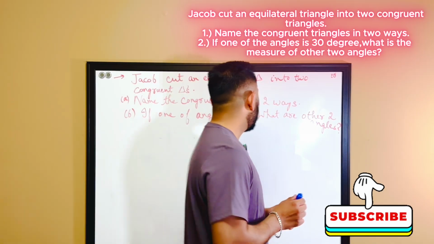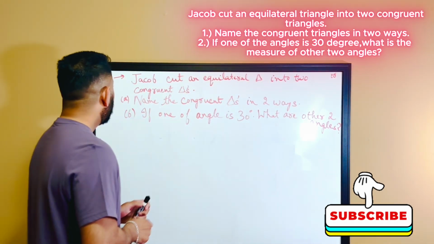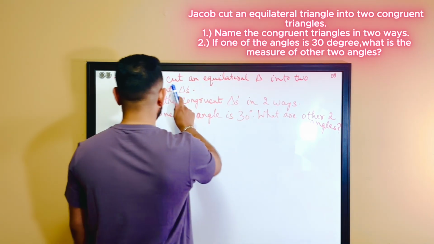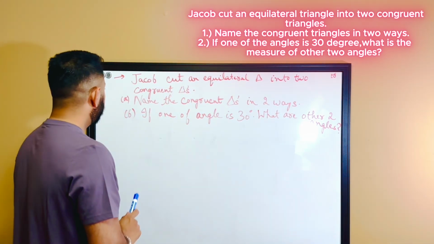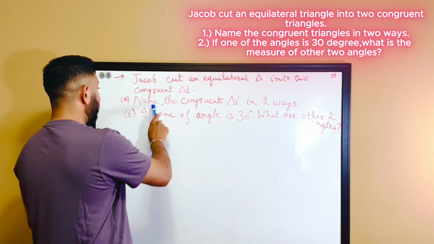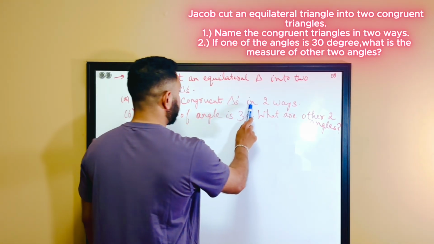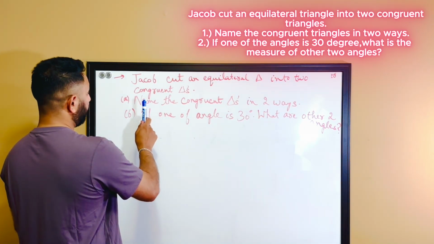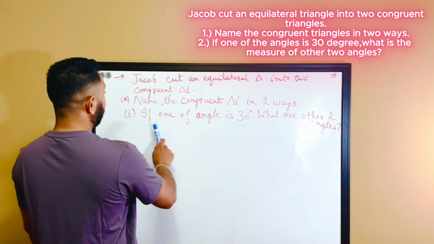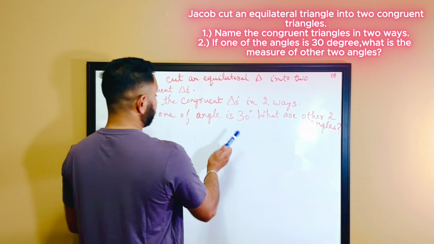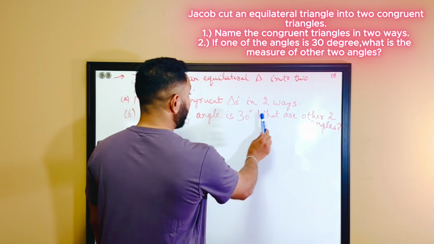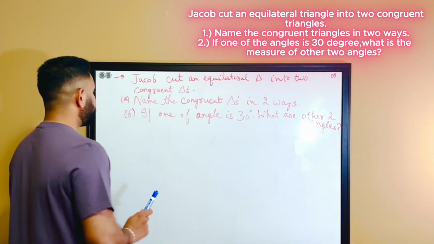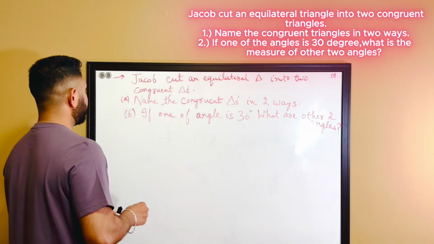So our first example is: Jacob cut an equilateral triangle into two congruent triangles. What we need to find out is, first, name the congruent triangles in two ways. And secondly, if one of the angles that is given to us is 30 degrees, what are the other two angles? So less emphasis on what is given to us.